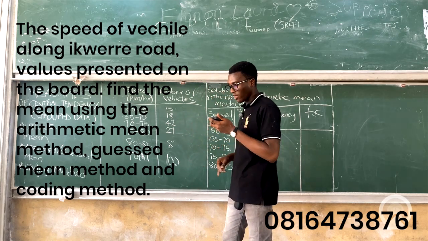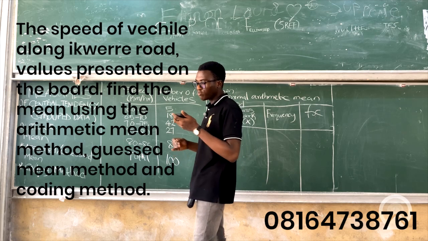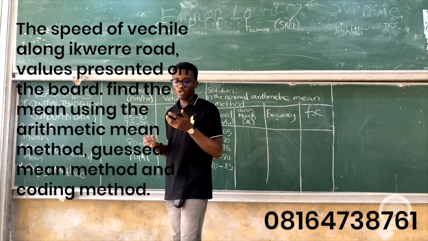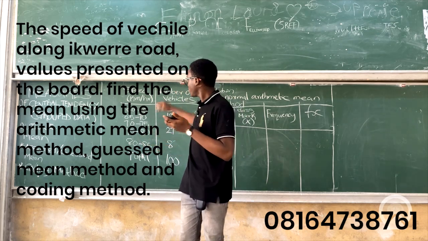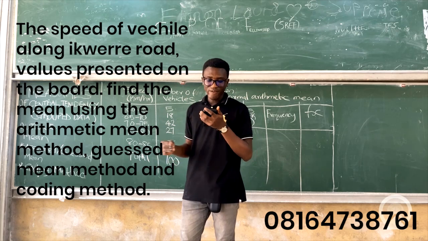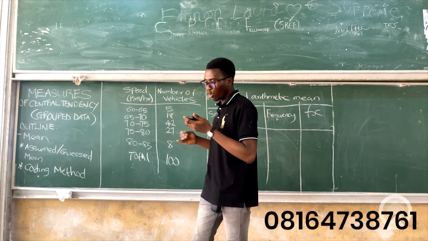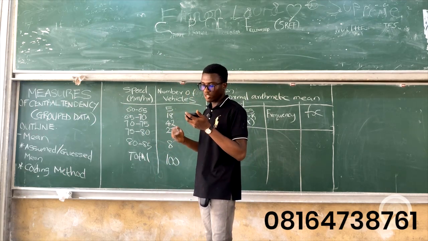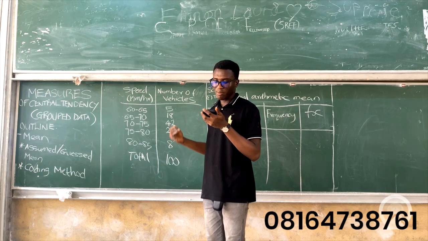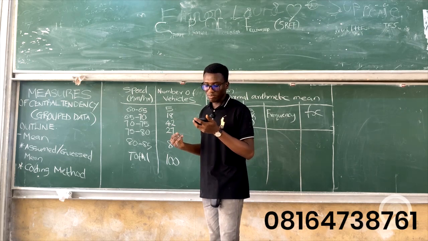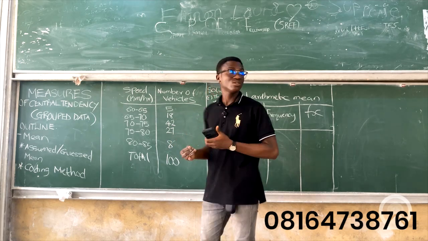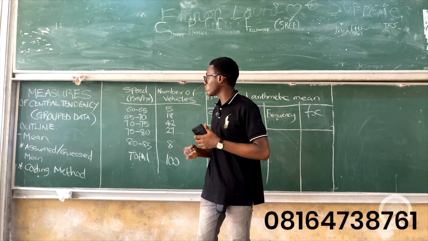Now, to get us started, we are going to look at a sample problem for which we have these tables on the board. The problem says the speed of 100 vehicles along Ikwere Road are presented in this table. Find the mean speed using 1, the normal arithmetic equation, 2, the guessed mean method, and 3, the coding method. For this video, we are going to treat the normal arithmetic equation.